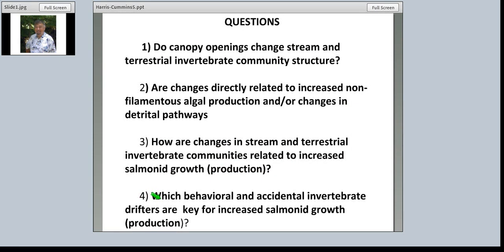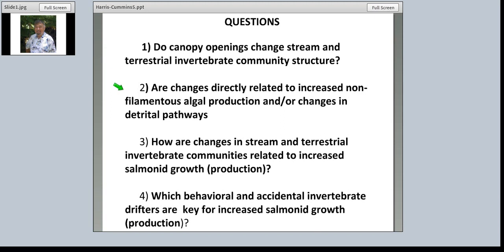Okay, so what kind of questions should we be addressing? Because if we're going to use this management strategy, there are some things that I think we need to know before we can be fairly assured that these strategies are going to work. First of all, do the canopy openings change the stream and terrestrial invertebrate community structure? That is, if we make these manipulations, does it translate into those invertebrates most likely to appear in the salmonid diets? And assuming that would be what drives increased salmonid production.